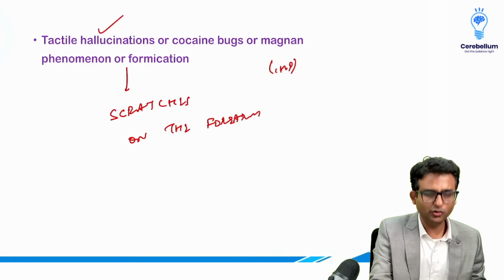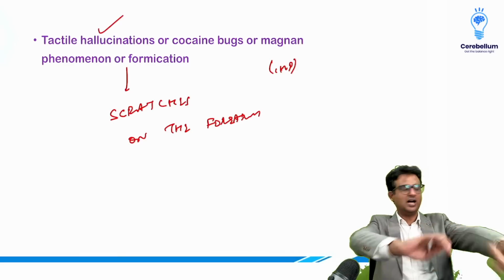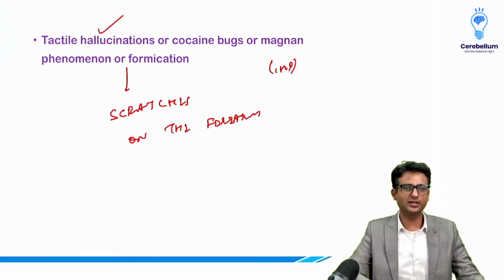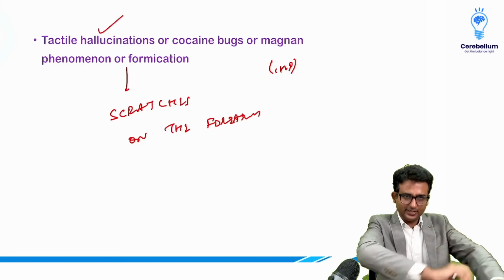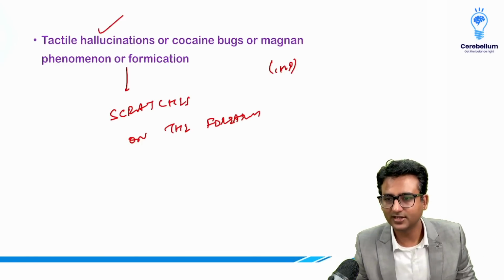A patient comes to you, you examine the patient, there are scratches on the arm and forearm. What is he likely to be abusing? Cocaine. Because after having cocaine, he is having hallucinations, he is scratching, and that's why the scratches.